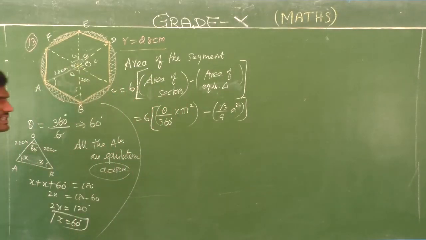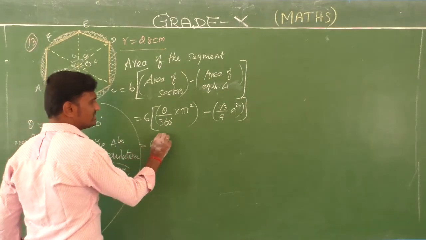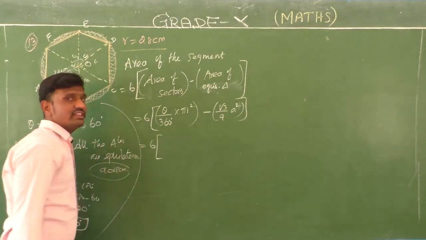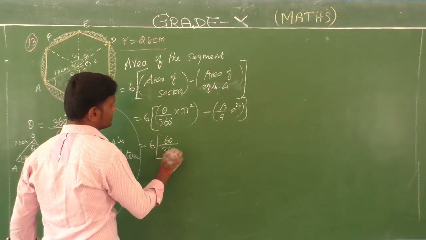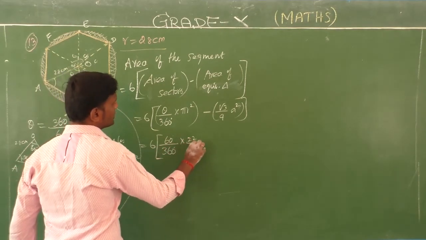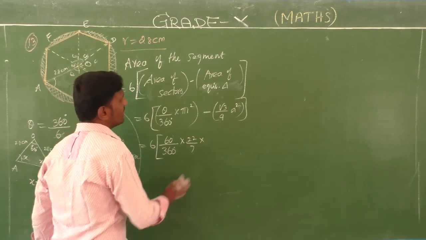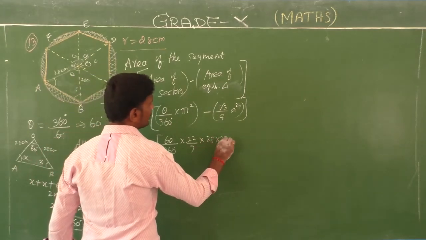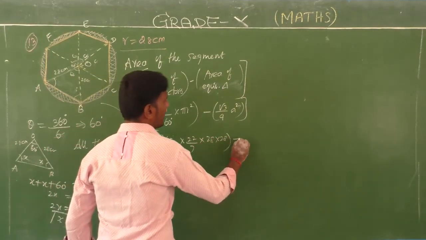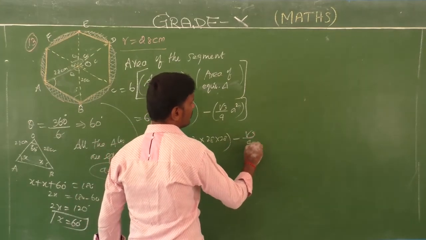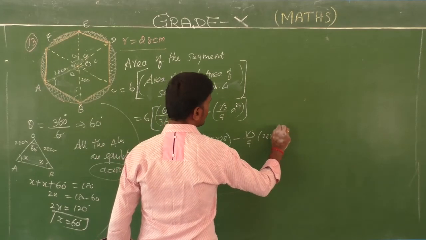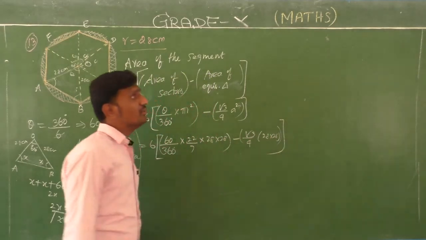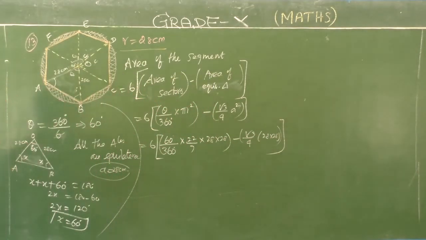Now you are going to substitute the values: the angle theta is 60 by 360, into the value of pi, which is 22 by 7, into radius 28. So 28 into 28 minus root 3 by 4 into 28 into 28, and because 28 is a double square, the simplification is somewhat different, so listen carefully to that.